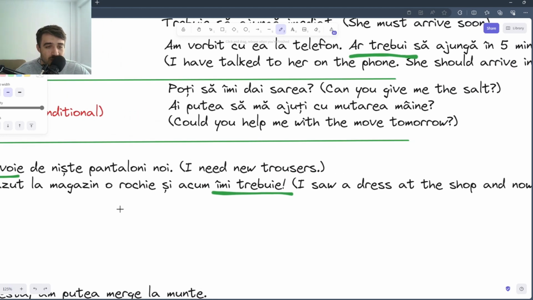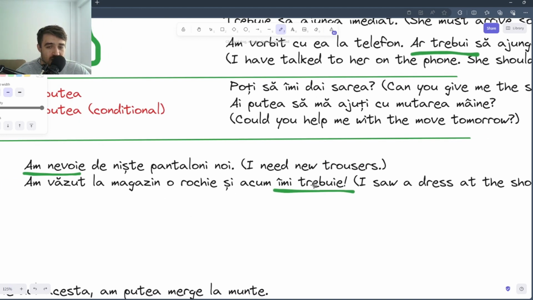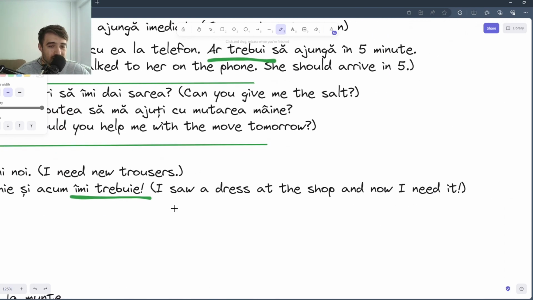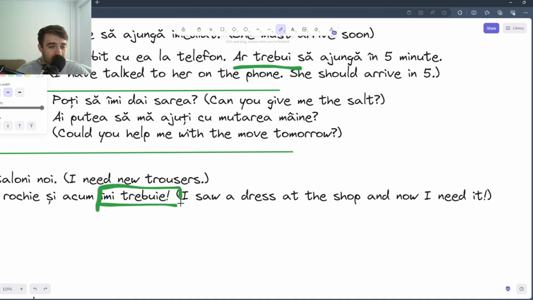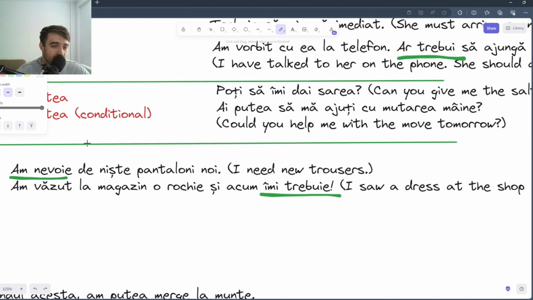So, am văzut la magazin o rochie. That means you saw a dress. That is a necessity that came from this one. You don't need that dress, but you think you do. Yeah, so this is the easiest way I would put it. This is a real one. This is a made up one.